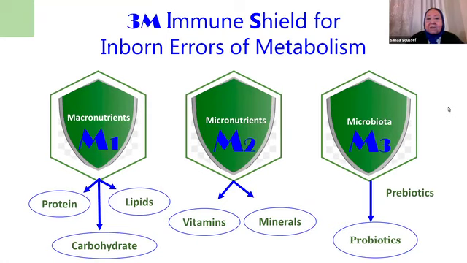The immune shields are: the first shield is the macronutrients, the second shield is the micronutrients, and the third shield is the microbiota. So here are the 3M. Macronutrients include the proteins, carbs and lipids, while micronutrients include vitamins and minerals. By microbiota, of course, we mean the probiotics, and they always need the presence of prebiotics for proper function, being the food for the good beneficial bacteria in our GIT system.